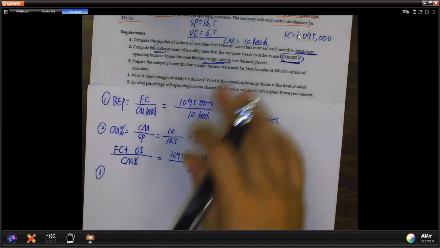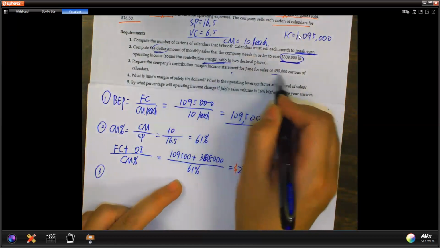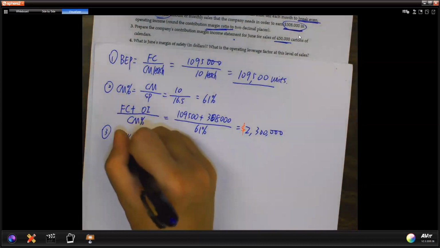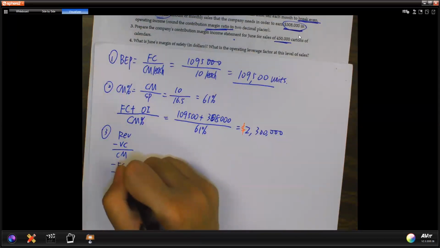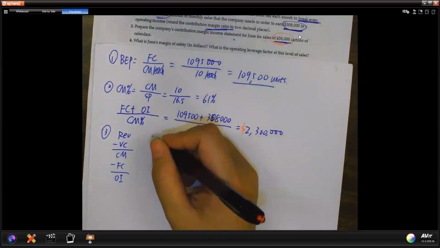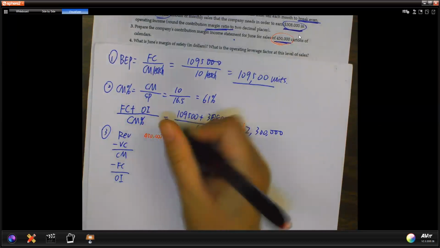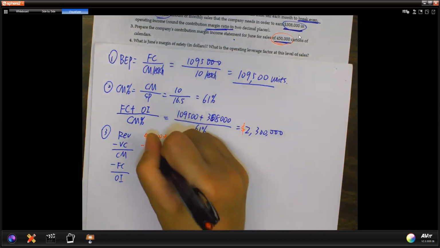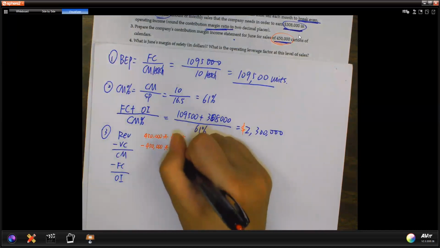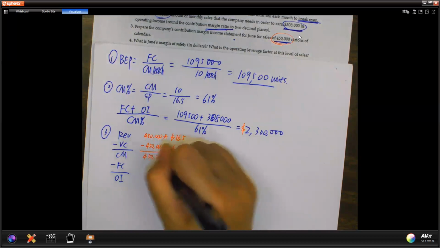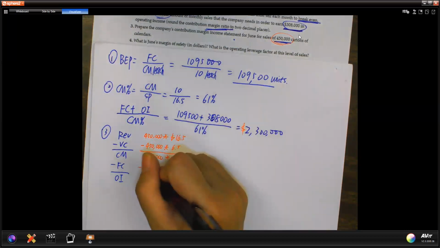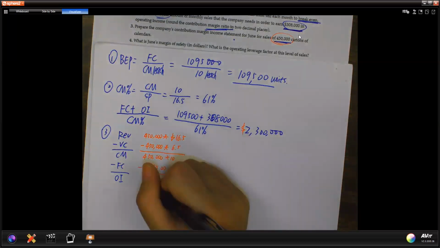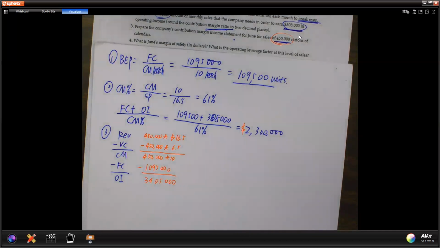Okay, the third one: prepare a contribution margin income statement for sales of this. We also talked about that. Basically, revenue minus variable cost gives contribution margin, minus fixed cost gives us operating income. Revenue: we are selling 450,000 units times the selling price of 16.5, minus 450,000 units times our variable cost of 6.5. Our contribution is 450,000 times 10, minus fixed cost 1,095,000. We got our operating income, which should be 3,405,000.